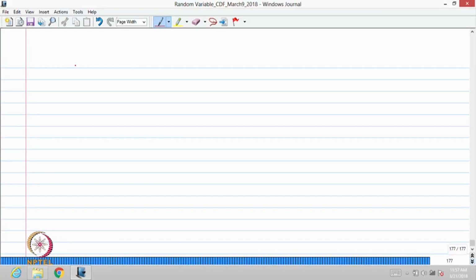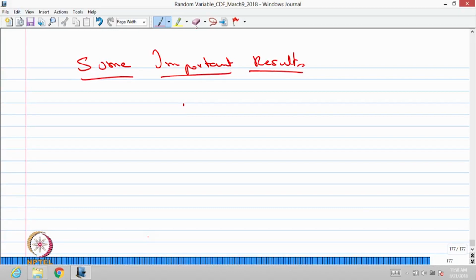Now we are going to give a few important results on distributions of functions of several variables. The first one, let me start with the continuous type random variable.